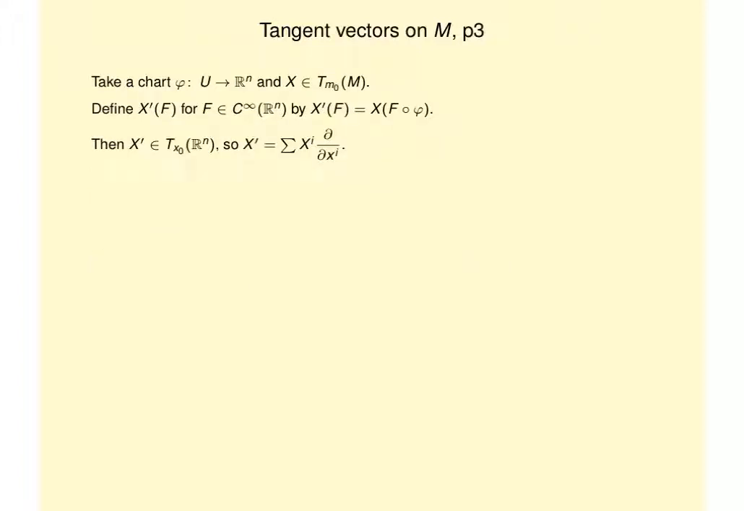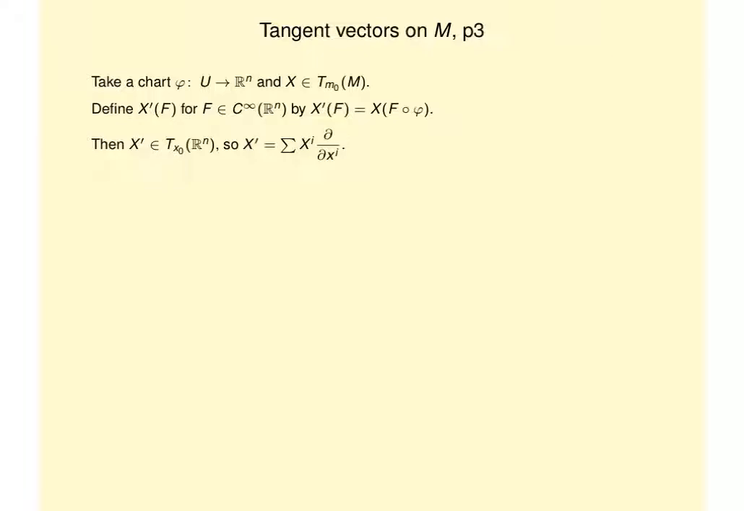Okay. Now, two things. First of all, we want to know how this looks in a coordinate system. And secondly, we also want to know what the dimension of the tangent space is. Of course, we expect it to be the dimension of the manifold itself, but we haven't actually proved that.